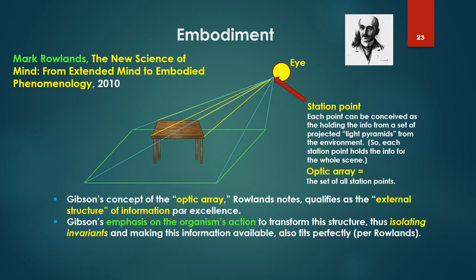And Gibson's emphasis is on the organism's action to transform this structure, so the eye hopefully moving because the body is moving. As that eye moves forward and backwards, it transforms the structure, thus isolating invariance. So the square structure of the table pops out as the eye moves back and forth, therefore making this information available. And this emphasis on the organism's action also fits perfectly for Dr. Rowlands.